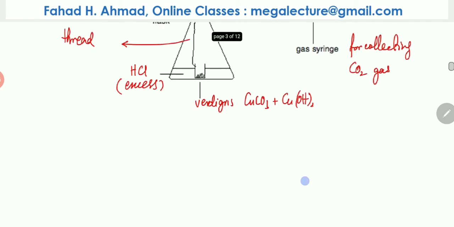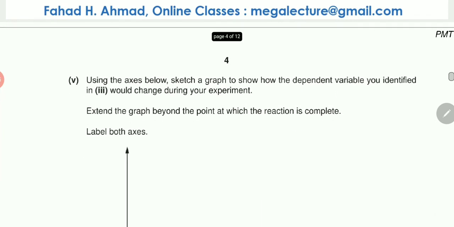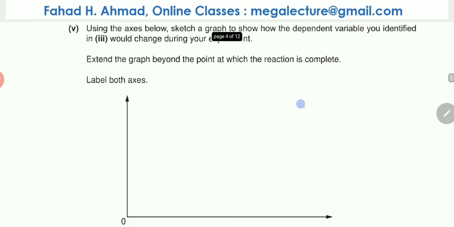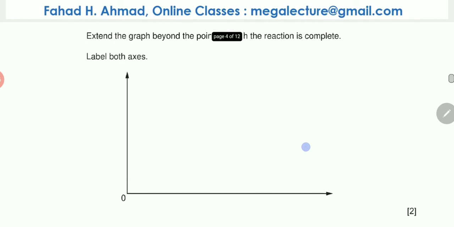Now let's move to the next part on the next page, which says, use the axis below and sketch a graph to show how the dependent variable you identified would change during your experiment. Extend the graph beyond the point at which the reaction is complete and label both axes. So this axis is my independent variable, and this axis is my dependent variable.